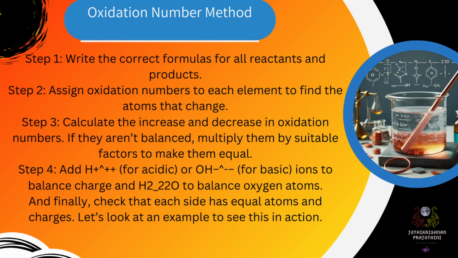If they are not in balance, multiply them by suitable factors to make them equal. Add H plus ions or OH minus ions to balance charge and H2O to balance oxygen atoms. And finally, check that each side has equal atoms and charges, then it is balanced.